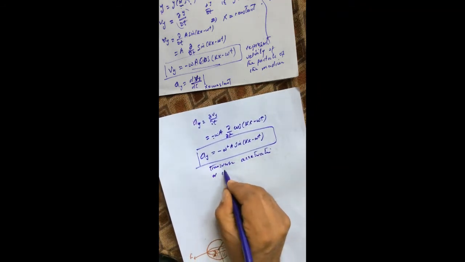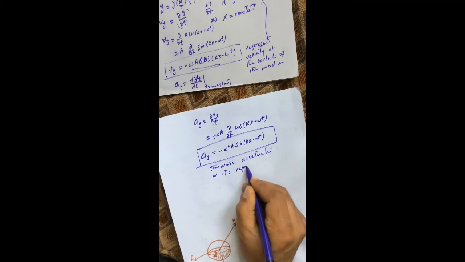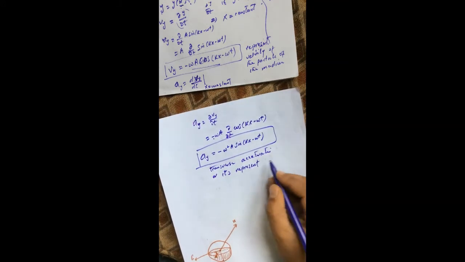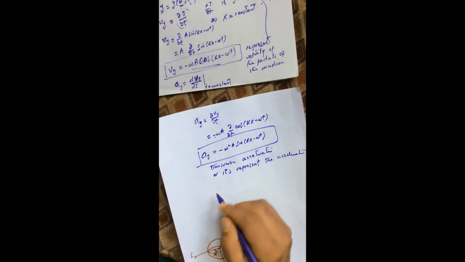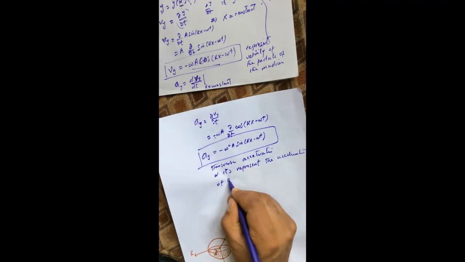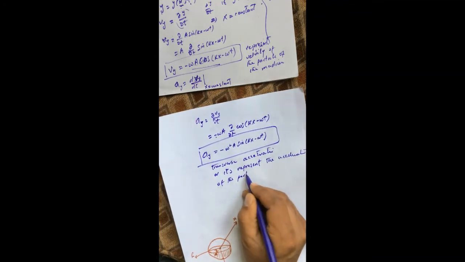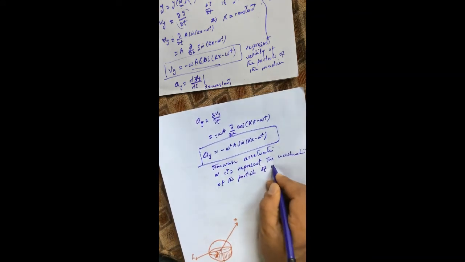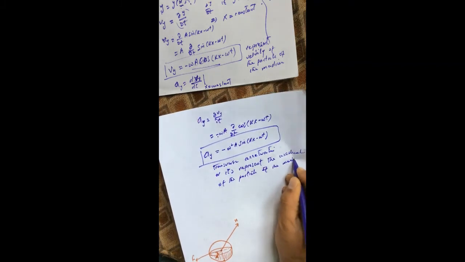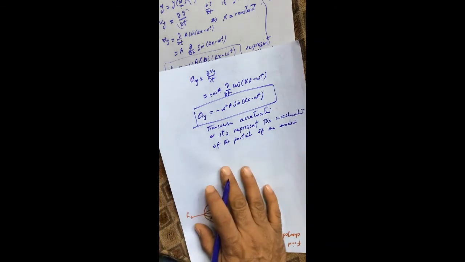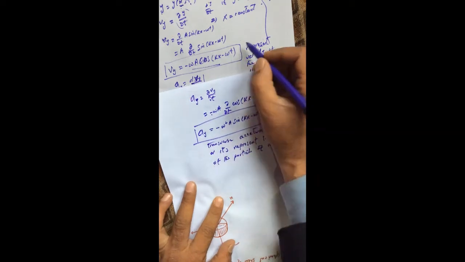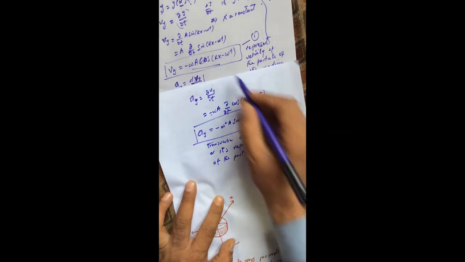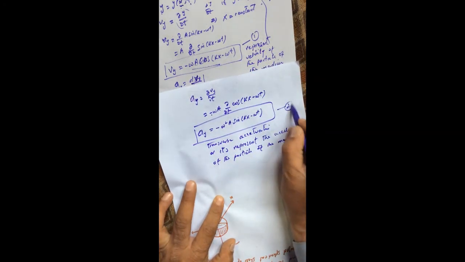It represents the acceleration of the particle of the medium. Now acceleration is given by this equation. Let's suppose velocity is given by equation 1, and acceleration is given by equation 2.